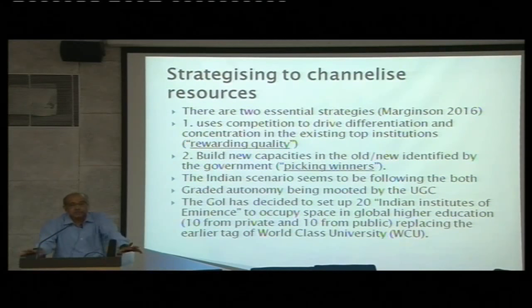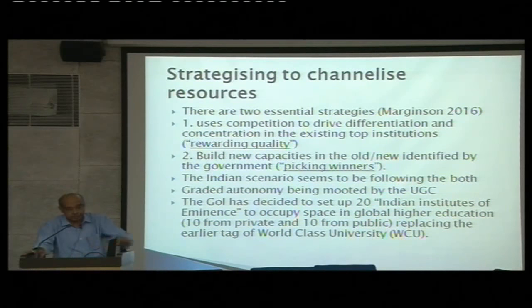But in the Indian scenario, I can safely argue that both the strategies are being adopted. In the second one, the easy example would be some of the funds that our department gets, the University of Potential for Excellence and research, and the DSA and CAS at the center. And rewarding quality has not yet been implemented, but this is being mooted to be implemented. This is in the form of the graded autonomy, which has already been mooted by UGC.